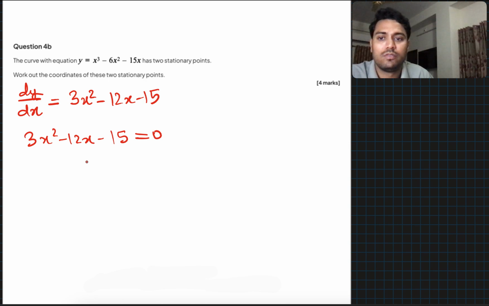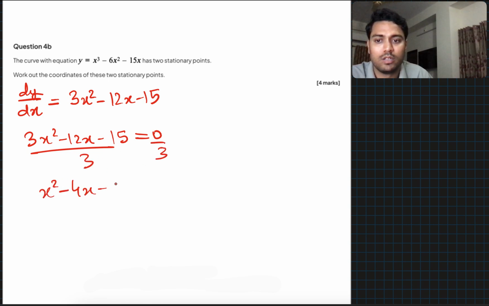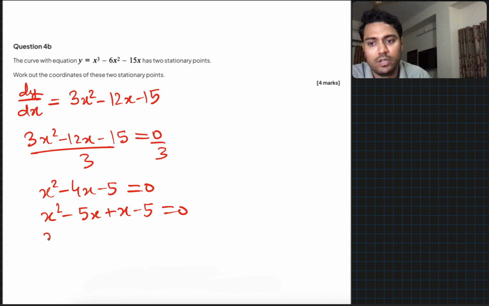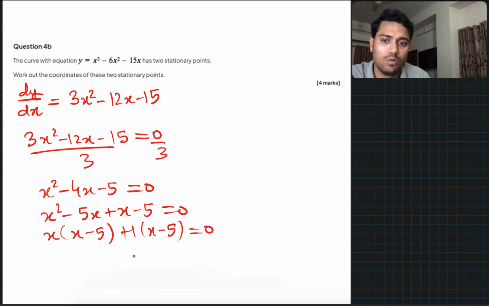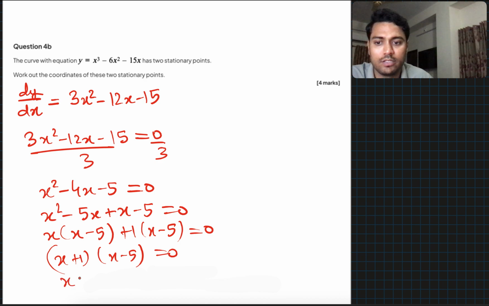Each term is a multiple of 3, so divide the entire equation by 3 on both sides. So you will get x squared minus 4x minus 5 equals 0. Factorize this, and you will get the x coordinates of the two stationary points. So it is going to be x squared minus 5x plus x minus 5 equals 0. Hence (x plus 1)(x minus 5) equals 0. From here you will get x equals negative 1 and x equals positive 5.